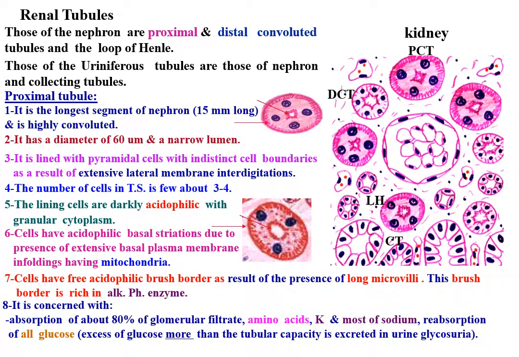The proximal tubule is concerned with absorption of about 80% of the glomerular filtrate, absorption of amino acids, potassium, and most of the sodium, and absorption of all glucose. Excess glucose more than the tubular capacity is excreted in urine, glycosuria. The proximal convoluted tubule is also concerned with the excretion of certain metabolites, dyes, and drugs such as penicillin.